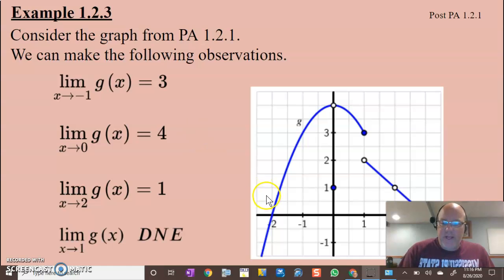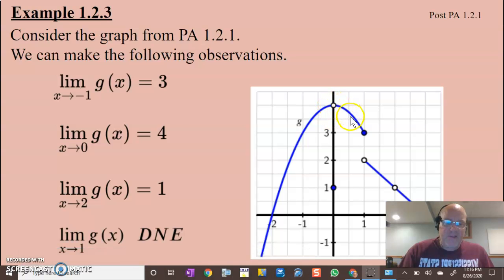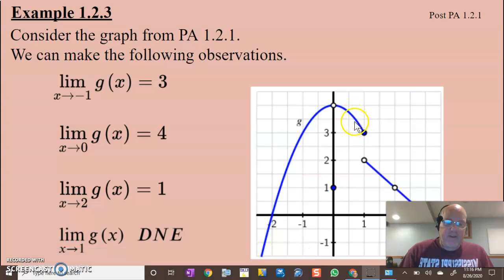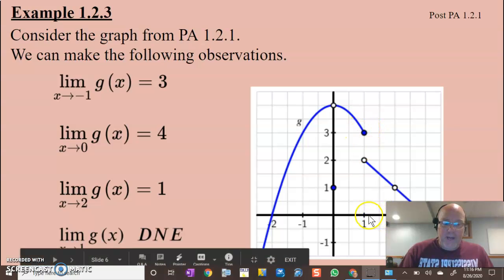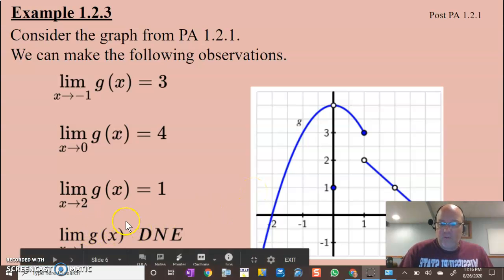But look what happens when x approaches 1. We can see that something's happening with this graph. There's a discontinuity in the graph. The graph actually jumps here. So as I approach 1 from the left, the limit has a value of 3. But as I approach from the right, we can see that it has a value of 2. And because those two values don't match, we really can't say that the limit exists here. So the limit as x approaches 1 of g of x simply does not exist.